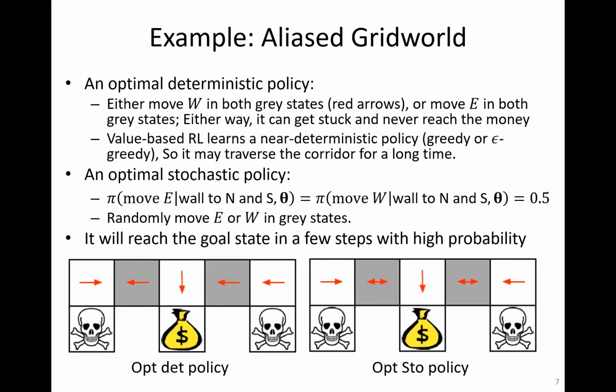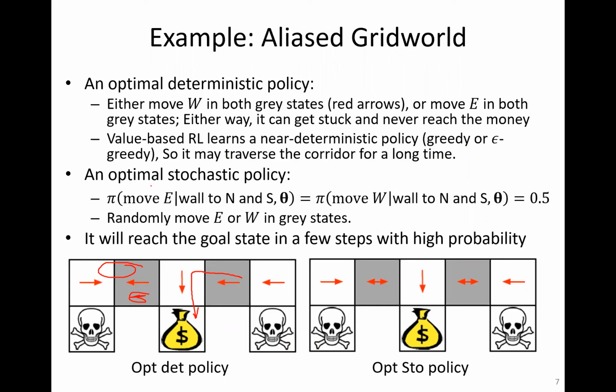And there's a loop here. You can get stuck in this loop. This is good, but once you are in here, you're stuck. And vice versa. If you go right, go to the east, one of the states will get stuck. So it may traverse the corridor for a long time. If you have epsilon greedy, then it may have a small chance of getting out of the corridor.